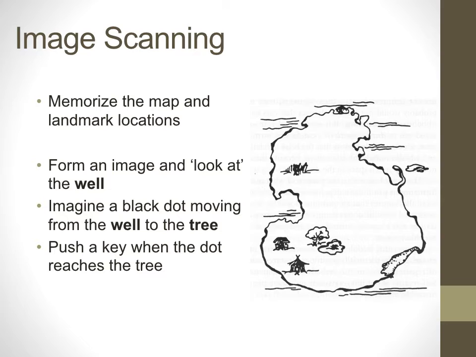So participants were asked from that point to form an image of the island and to point their mind's eye at specific landmarks. For this experiment, we'll pick the well. And then they would pick another landmark that was mentioned, and they were asked to imagine a black speck moving in a straight line from the first landmark to the second. When the speck reached the target, participants pressed a button, stopping a clock.